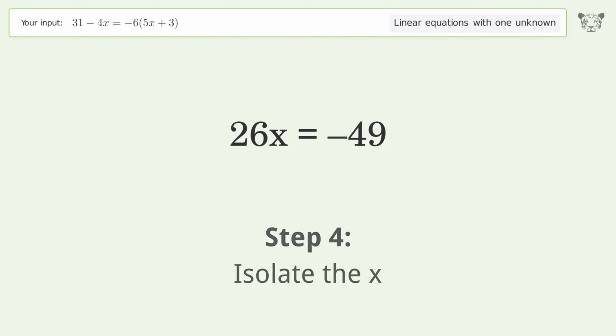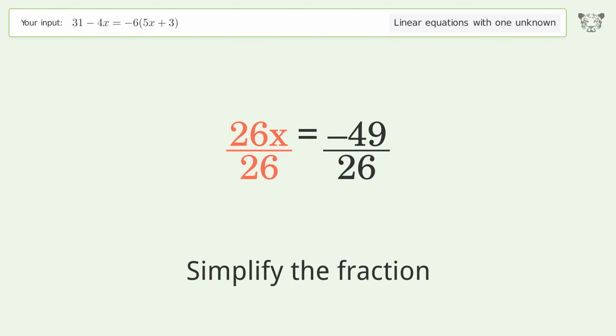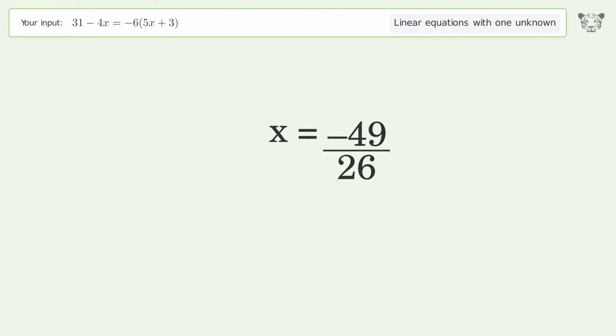Isolate the x. Divide both sides by 26. Simplify the fraction. And so the final result is x equals -49/26.